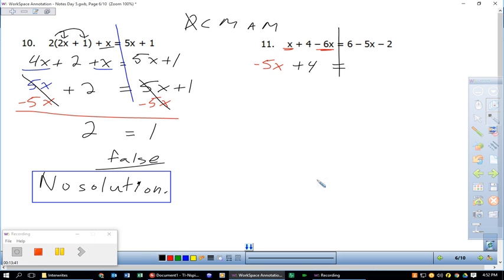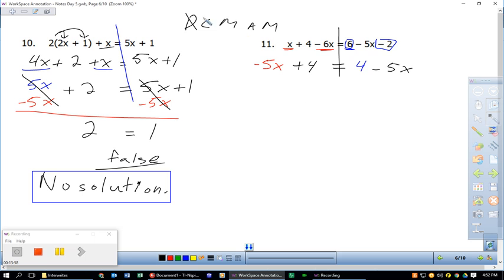Now, in this problem, we can actually combine something else. We can combine 6 minus 2, 6 and minus 2. So that would give us 4. And I'll go and bring down the minus 5x.